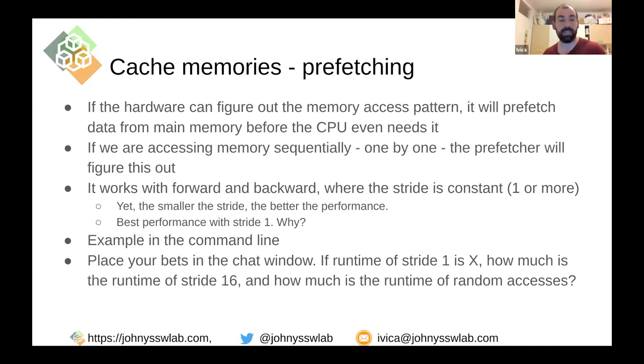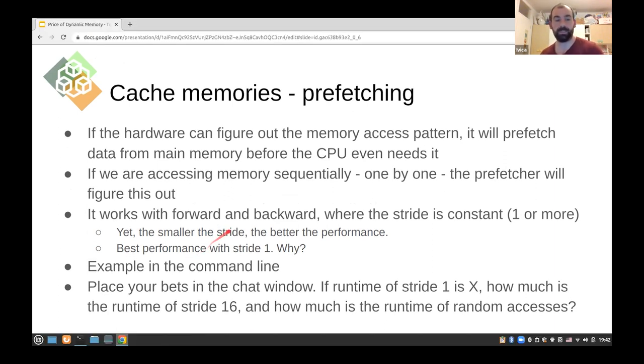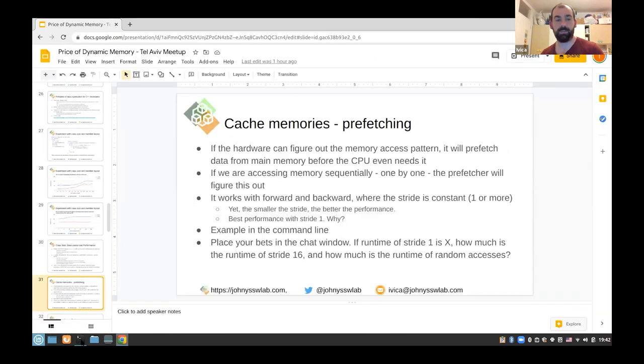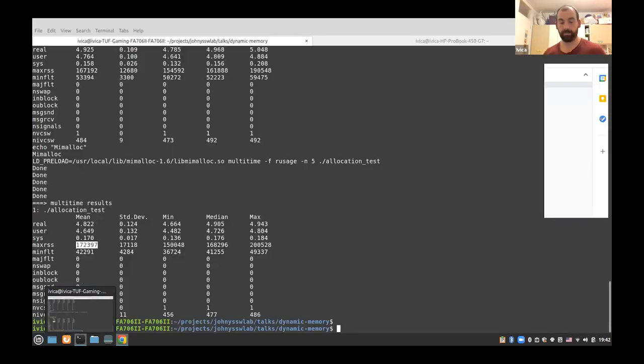I'll explain again why. So next thing, an example in the command line. I'm going to give you an example and you should place bets. If the runtime of stride 1 is X, how much is the runtime of stride 16? And how much is the runtime of random accesses? So let's have a look at the example. Let me show you the source code.